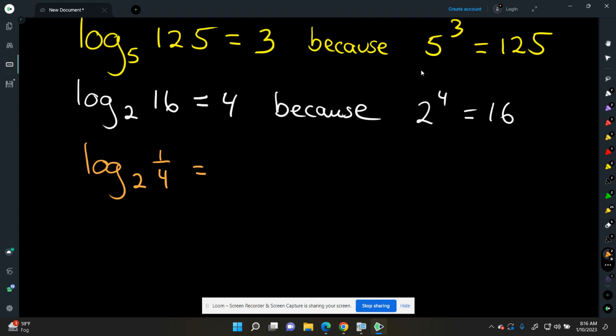Log base 2 of 1/4. Ariel, what do you think? Oh, look at you show off. Why is it 1/2? Because 1/2 squared is 1/4.